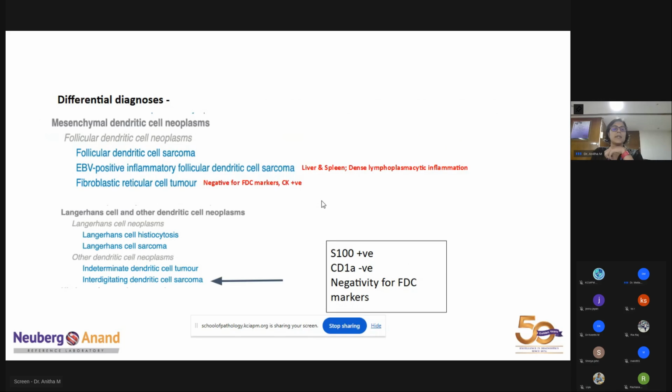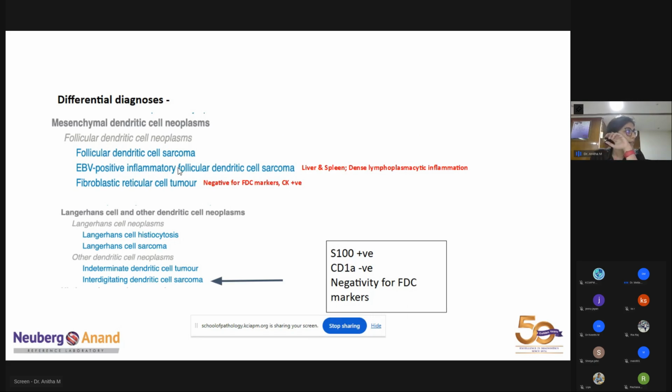The differential diagnosis for this, like you said, a very close differential is interdigitating dendritic cell sarcoma, which can look very similar to an FDC sarcoma. However, these tumors are positive for S100 because they are again histiocytic. The broad histiocytic group comes under that. So S100 will be positive and it will be negative for follicular dendritic cell markers.